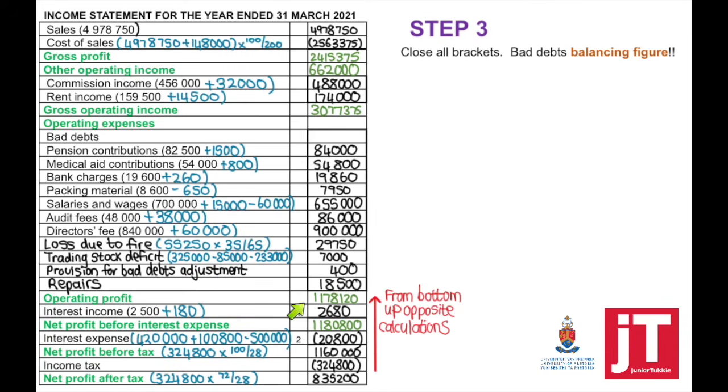Once we've calculated the operating profit, we can now calculate the operating expense. Take the gross operating income minus the operating profit equals my operating expense. Now we can solve the bad debts by taking operating expense minus all my expenses listed. And that will be the balancing figure of 55,995. You must please expect this type of question at grade 12 level.